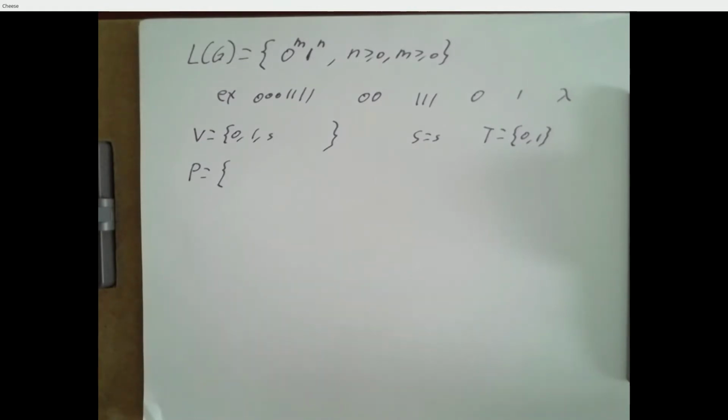Can lambda technically be included in the vocabulary? No, lambda's not a symbol. Lambda is an empty string, actually. So it's not a part of the vocabulary. Whatever's in the vocabulary, if we take none of the symbols from there and put that together in a string, that's lambda. It's a little weird.